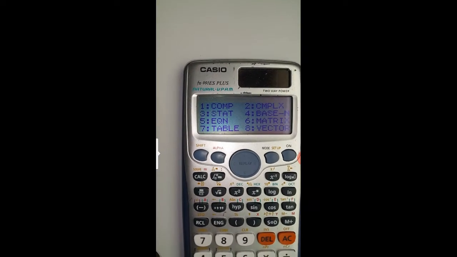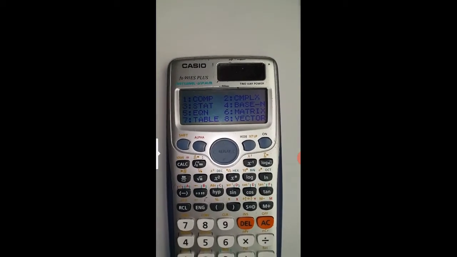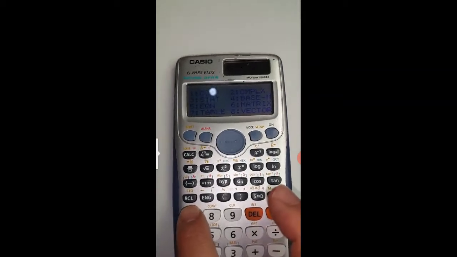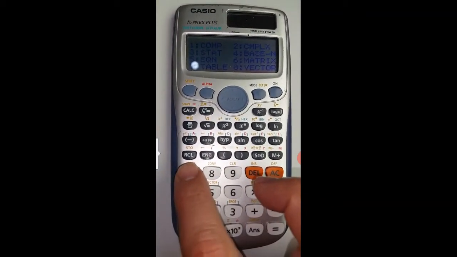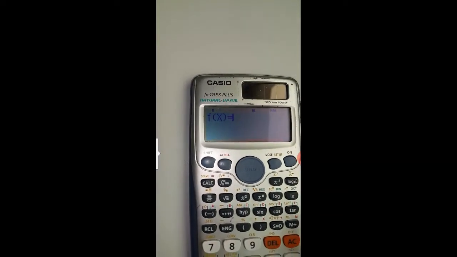Whatever the number of the table mode, you hit that number. In my calculator, it's 7. Some calculators have the table mode as number 4 or number 3. Whatever the number, you hit that number. So I'm going to hit 7, because 7 is the table mode. Once you hit 7, you will see there is a window, and f of x equals.